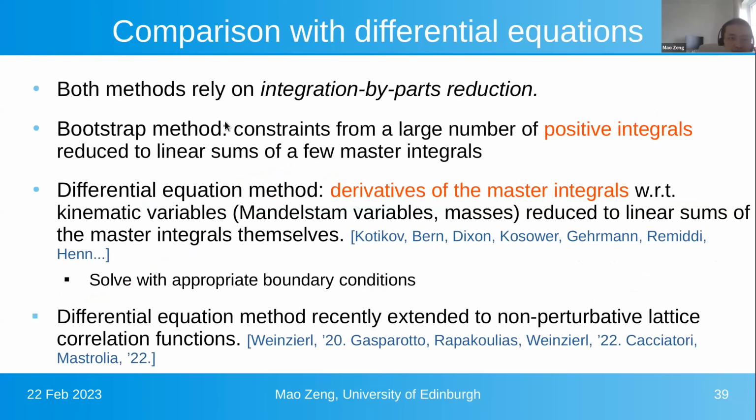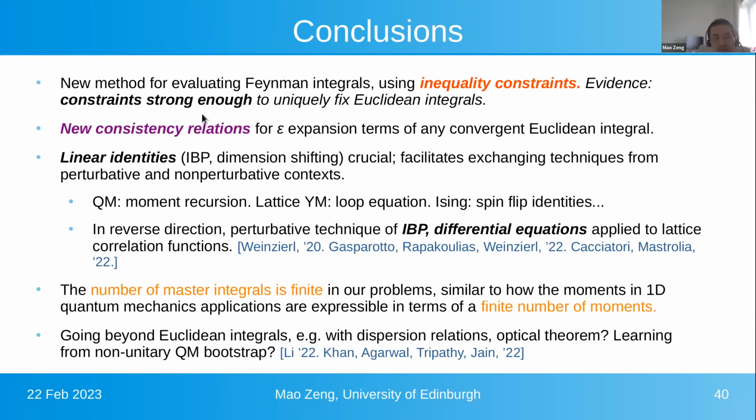Okay, so in conclusion, I don't have time to go through this. In conclusion, I've outlined a new method for evaluating Feynman integrals using inequality constraints. And I also found new consistency relations for the epsilon expansion of any convergent Euclidean Feynman integral. Here, the method crucially relies on linear identities for Feynman integrals, which are similar to the recursion relations people have used in bootstrapping quantum mechanics.